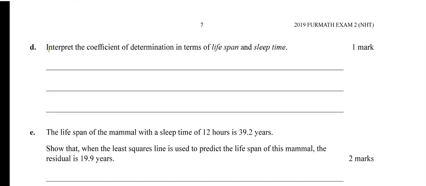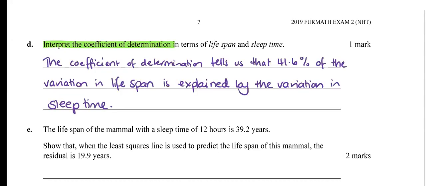Part D, we're asked to interpret the coefficient of determination in terms of lifespan and sleep time. So we're commenting on our R squared value. And so the coefficient of determination tells us that 41.6%, so just changing that R squared value to a percentage, of the variation in lifespan is explained by the variation in sleep time. Really important that you use all of those keywords. The variation in, is explained by the variation in, and getting those values in the right spot.